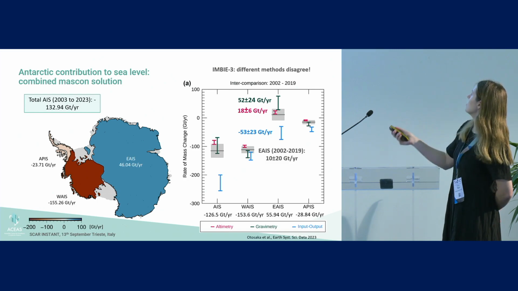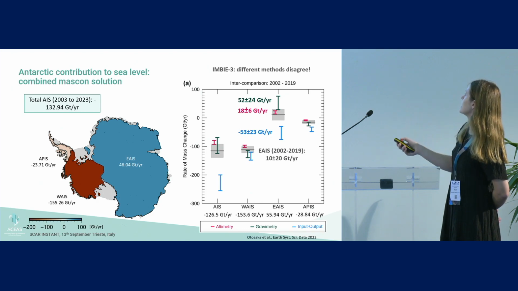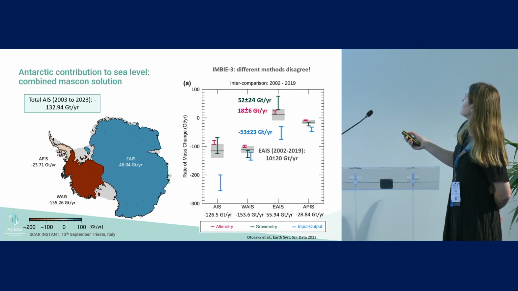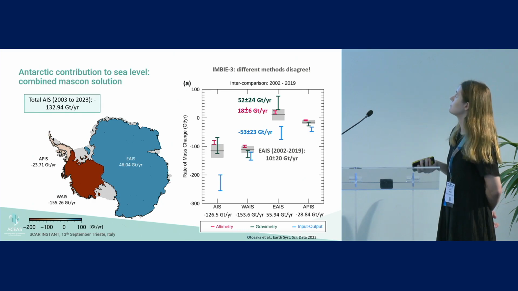These are the rates over the intercomparison period, so 2002 to 2019, from the combined solution that I've produced here. And what you'll see is that for the East Antarctic ice sheet, we agree really well with what MB3 has produced as the combined gravimetry solution.